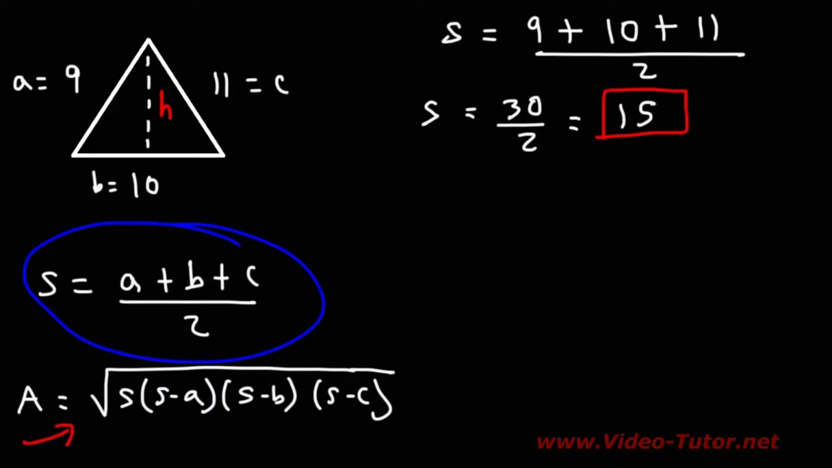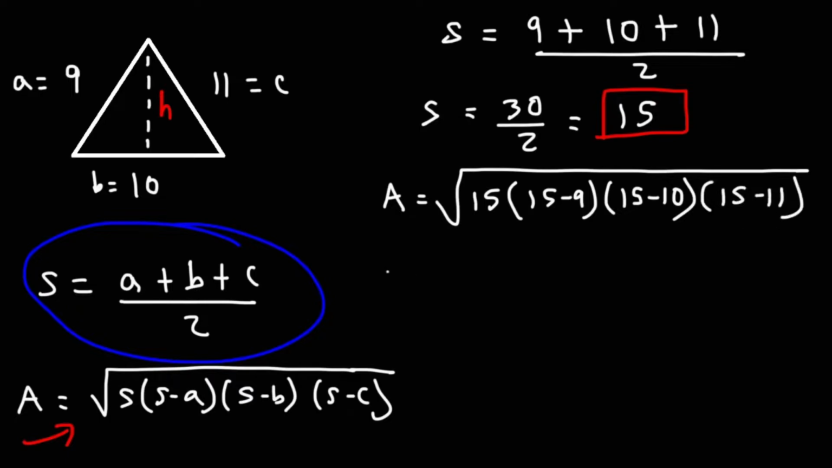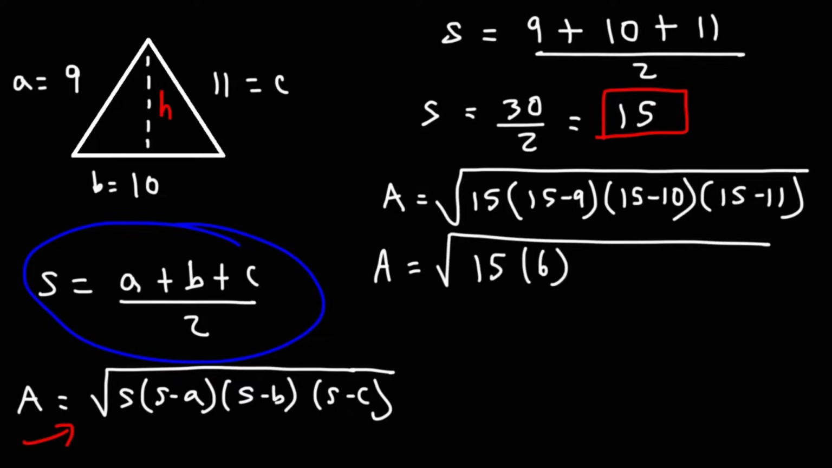Now let's use this formula to calculate the area of the triangle. So it's going to be the square root of S. S is 15. And then S minus A, so that's 15 minus 9. And then S minus B, 15 minus 10. And then S minus C, 15 minus 11. So 15 minus 9 is 6. And 15 minus 10 is 5. And then 15 minus 11 is 4.